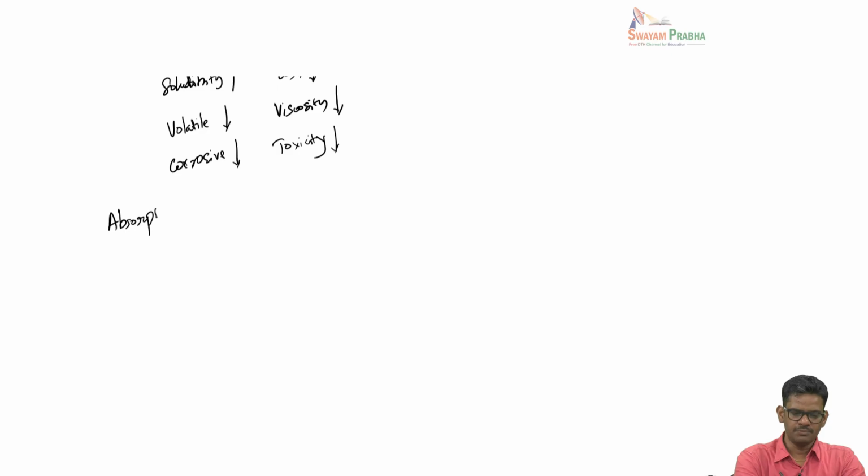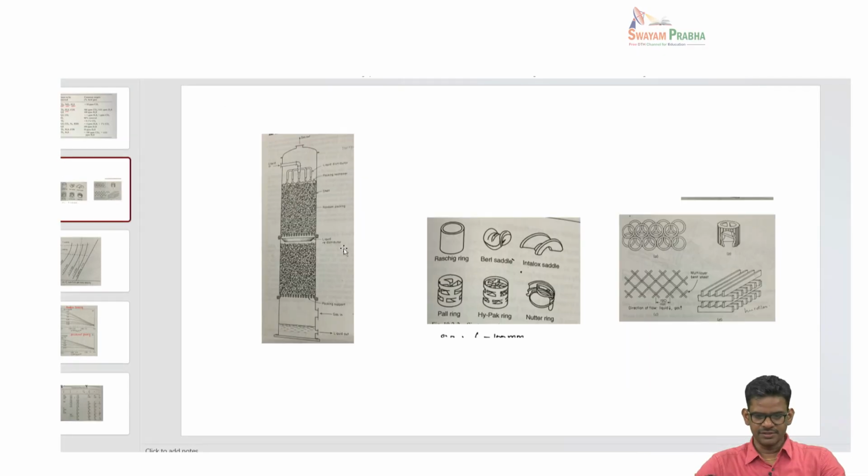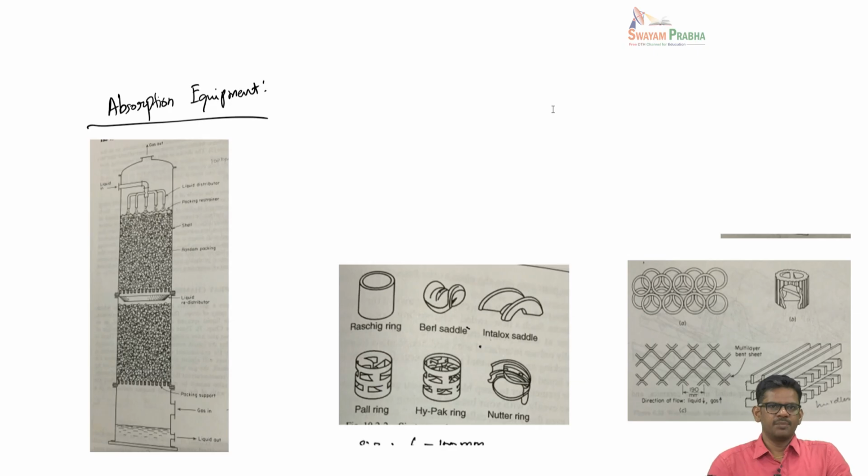Now, we will talk about absorption equipment. I have so far been talking about mass transfer operation equipment in very general terms, but now as we go to specific mass transfer operations, we will be talking about specific mass transfer equipment also. For industrial scale absorption, generally we use what is called a packed column, or a packed tower. It looks something like this. A packed column is nothing but a cylindrical vessel, and it has a packing of some inert material.